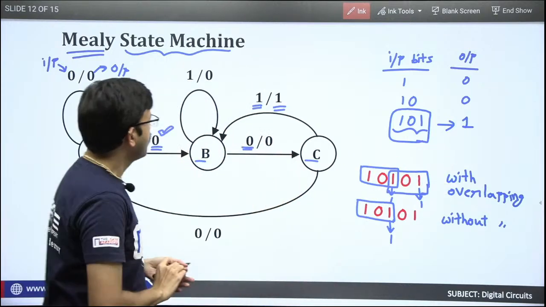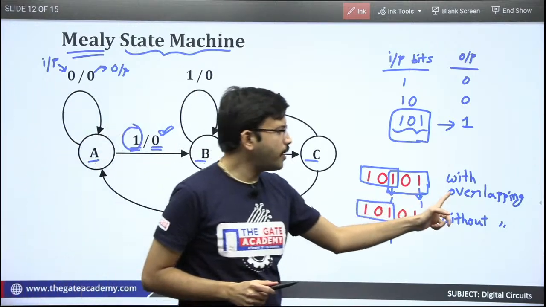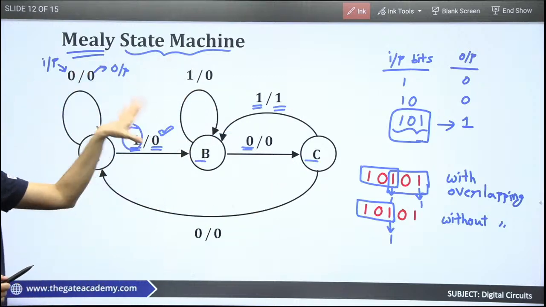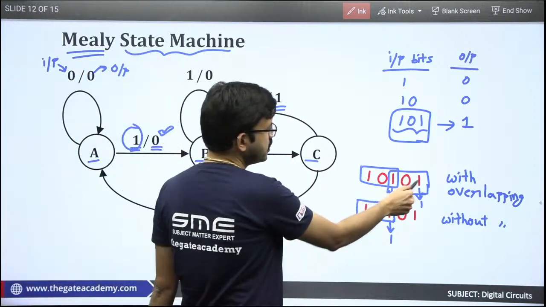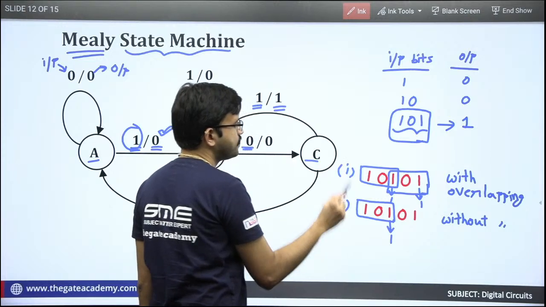Now tell me, this particular state diagram is an example for with overlapping or without overlapping? For which case is this particular state diagram an example? Either the first case or the second case? Which one?